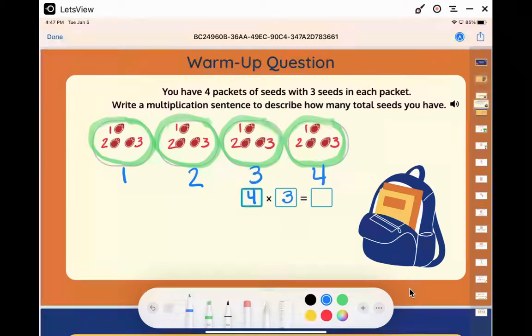The product of our multiplication sentence or multiplication equation is the total number of seeds that we have. We can figure this out by skip counting by 3s or counting all of the seeds. If I skip count by 3, there are 3, 6, 9, 12 total seeds. So my multiplication sentence is 4 times 3 equals 12. How did you do, everyone?